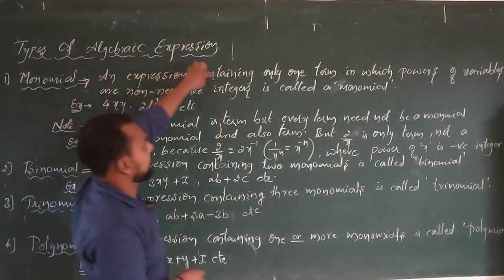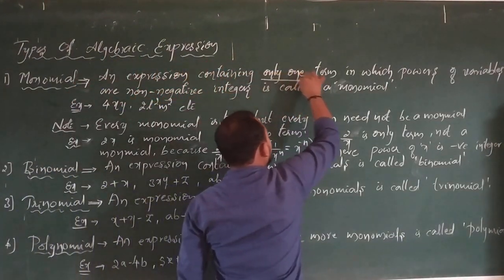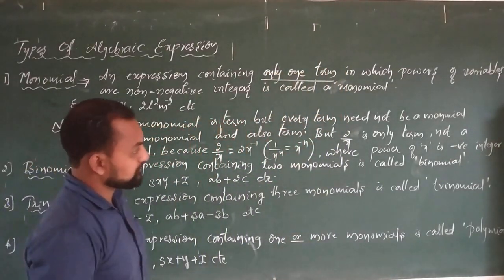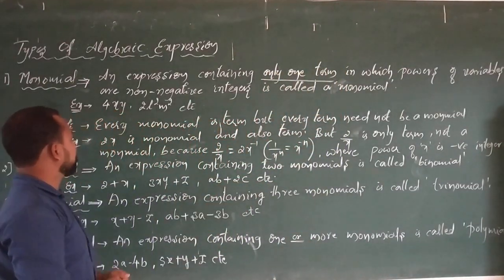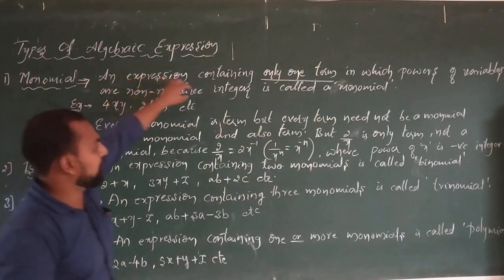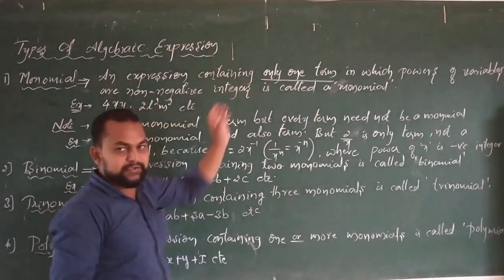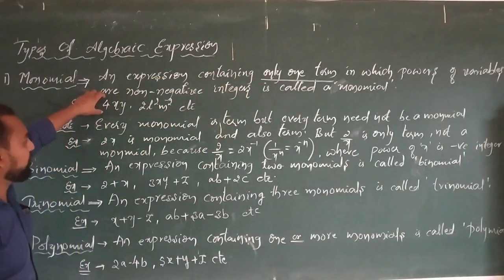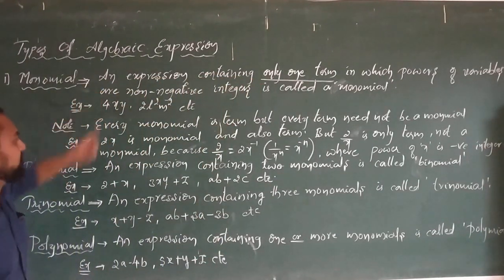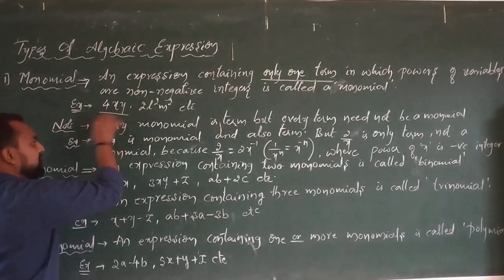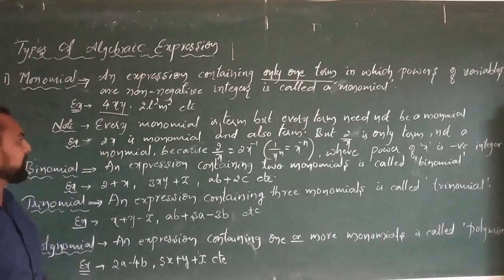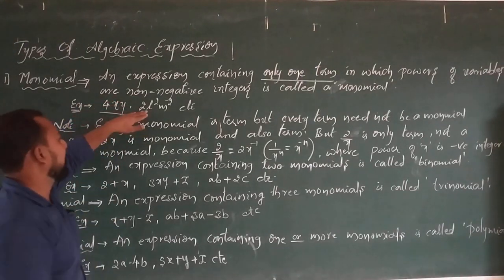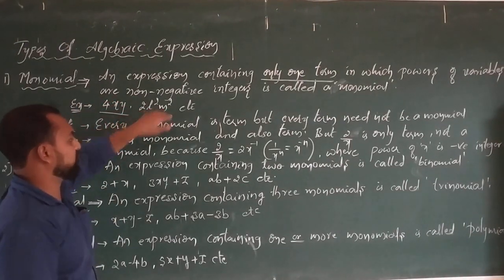An expression containing only one term in which the powers of the variables are non-negative integers. Here, for example, 4xy is a single term. Okay, 4 into x into y is a single term, and 2l square m square.